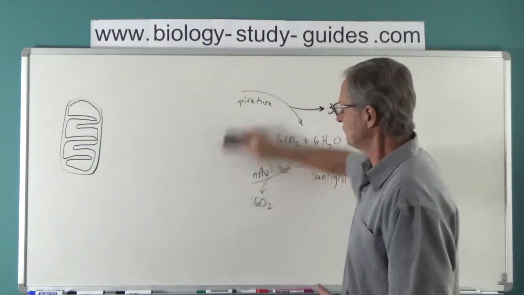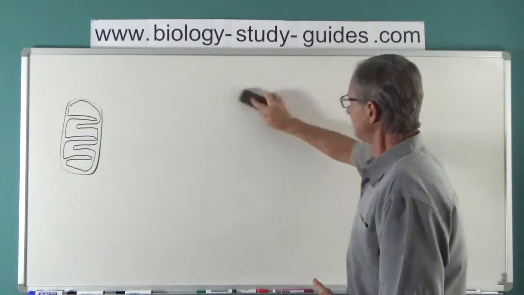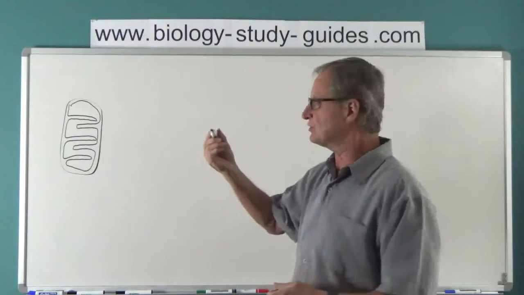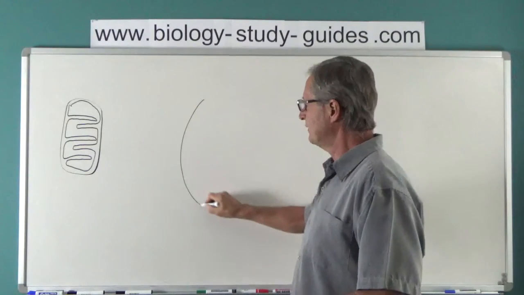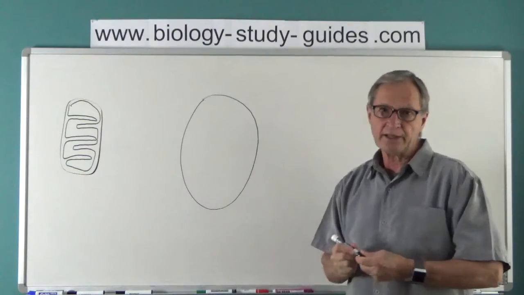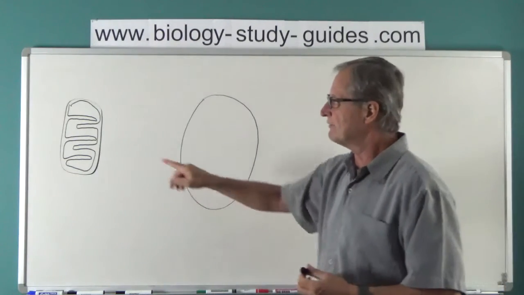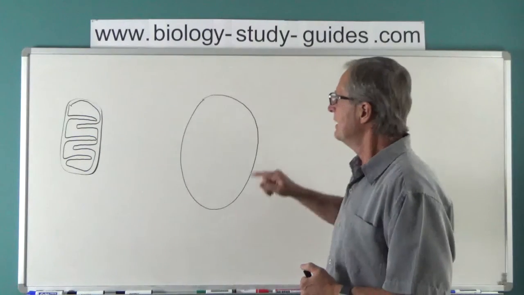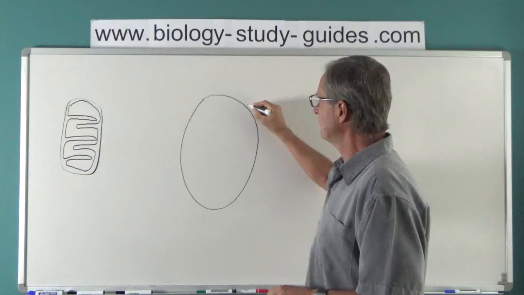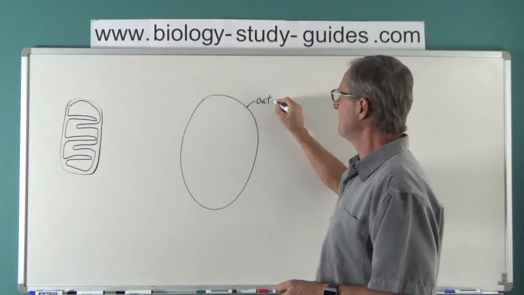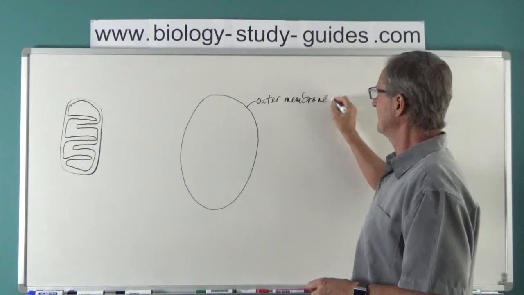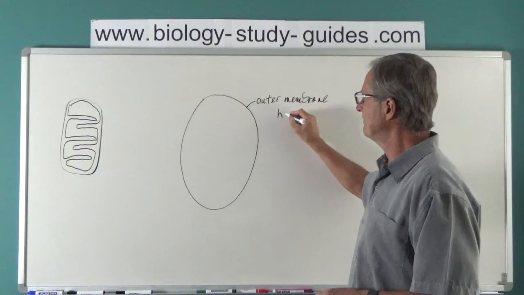So let's look at the similarities between mitochondria and chloroplasts, and let me just make some space for that here. At first glance, they're both organelles which have an outer membrane. I'm going to represent a chloroplast as a larger organelle. It is larger. The outer membrane of the mitochondria and the outer membrane of the chloroplast are similar. They both have, I'll put, outer membrane. They both have porins.